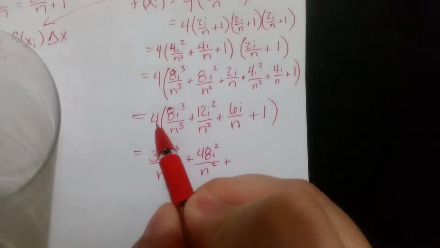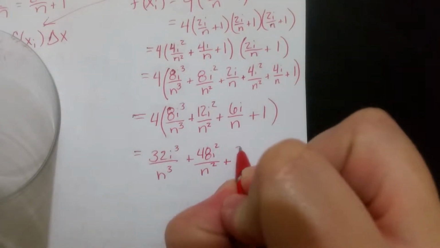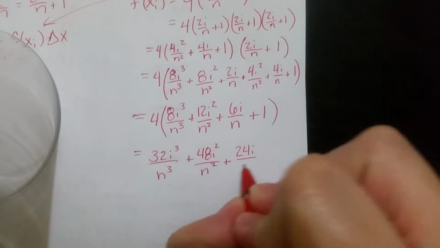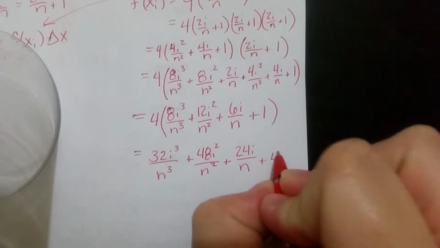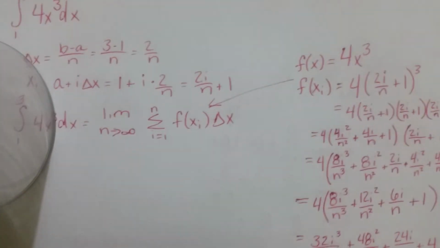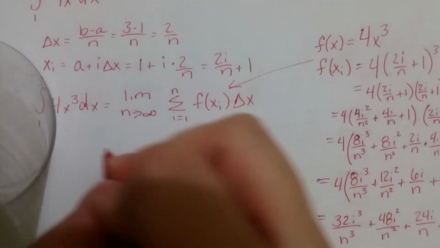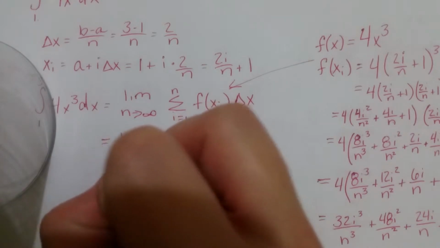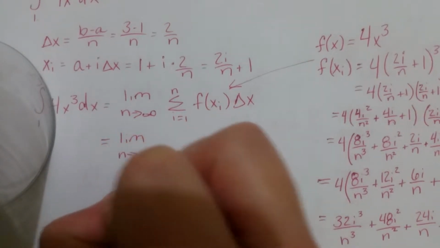Sorry about that. 6 times 4, 24. I over n plus 4. Okay, so now that I have this full thing expanded, I'm going to go back over here. And I've still got the limit, n approaches infinity.